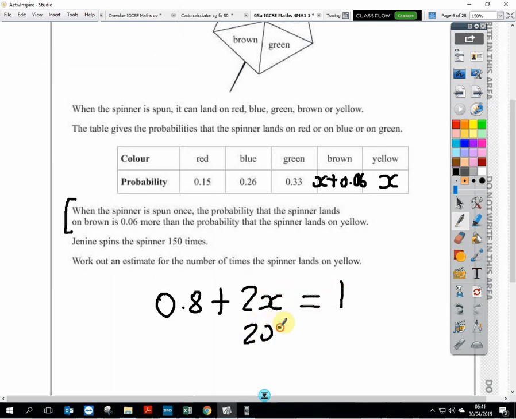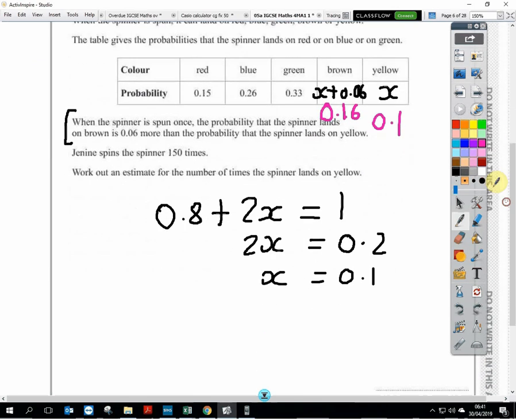So if I rearrange this, I have 1 minus 0.8, which is 0.2, and that means x is 0.1. So that means if x is 0.1, yellow is 0.1, and brown is 0.1 plus 0.06, which is 0.16. I can now answer the question. Work out an estimate for the number of times it lands on yellow when she spins it 150 times.